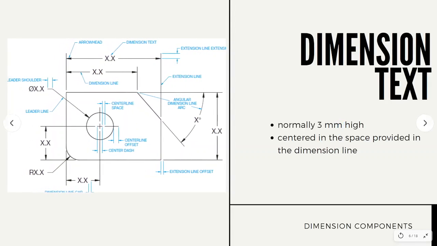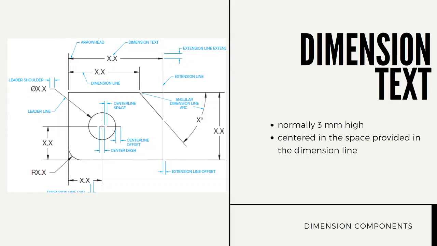So next is our dimension text. Normally, dimension text would have a height of 3 mm. This would depend also on the type of paper. Basically on A4, A3, A2, and A1 paper. So a 3 mm text height, so that one dimension text is used all throughout the drawing. And this is also centered in the space provided in the dimension line.